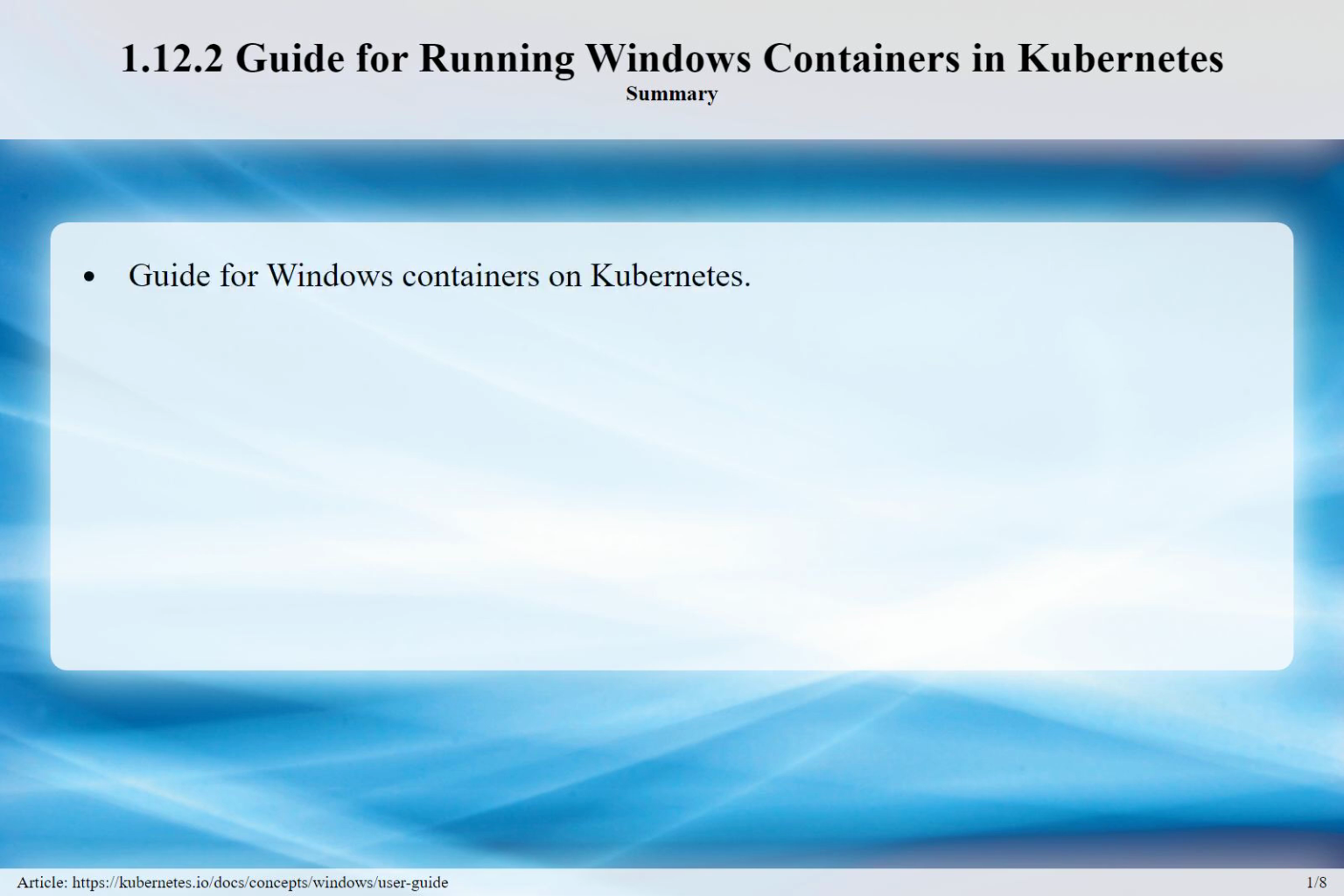Run Windows containers on Kubernetes with similar steps as Linux. Configuring the node and using kubectl are the same. Create an example deployment using a YAML file specifying a Windows node. Matching pods to nodes requires labels or taints.